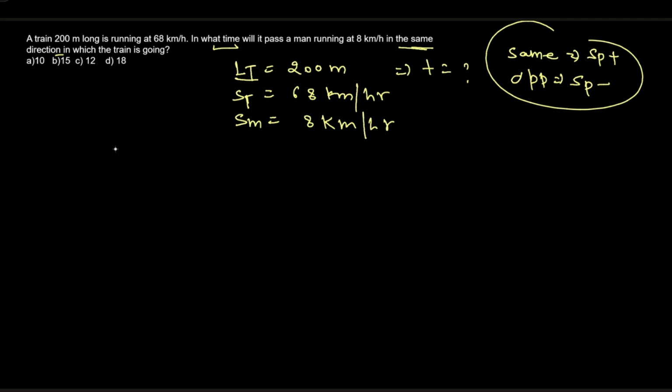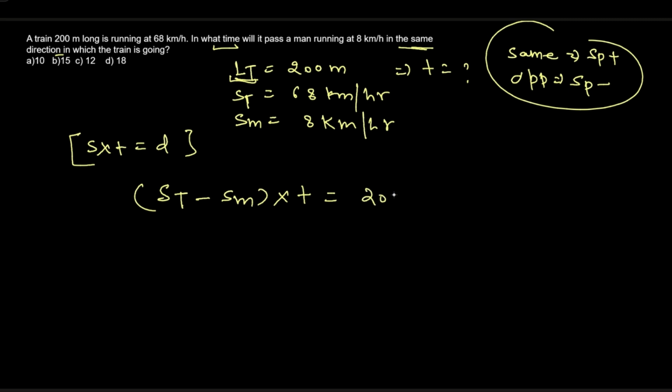So what formula will we be using? You know that speed into time equals distance, right? This is what we are going to use here. Now the speed of the train is st, and I have already told you that whenever they are moving in the same direction we have to take the difference. So st minus s of man, this is the speed, multiplied by time, which we have to calculate, equals the distance. Here the distance is the length, which is given as 200 meters, right?